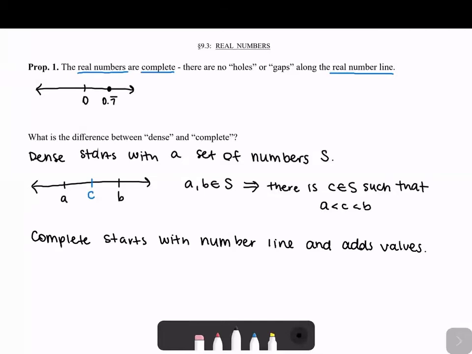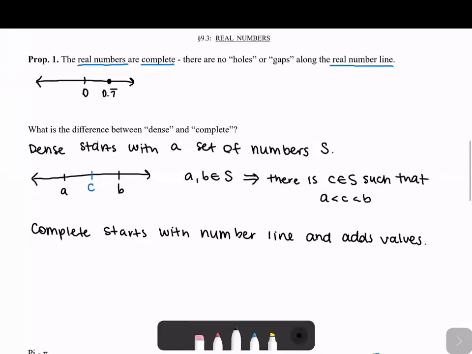Whereas completeness says that if you look at your number line, every point on this number line already has a point associated with it. So I think that it's easiest to understand completeness by looking at something that's not complete.